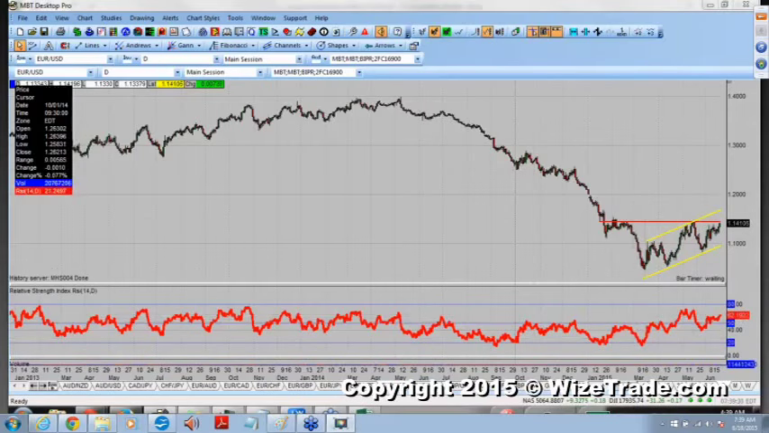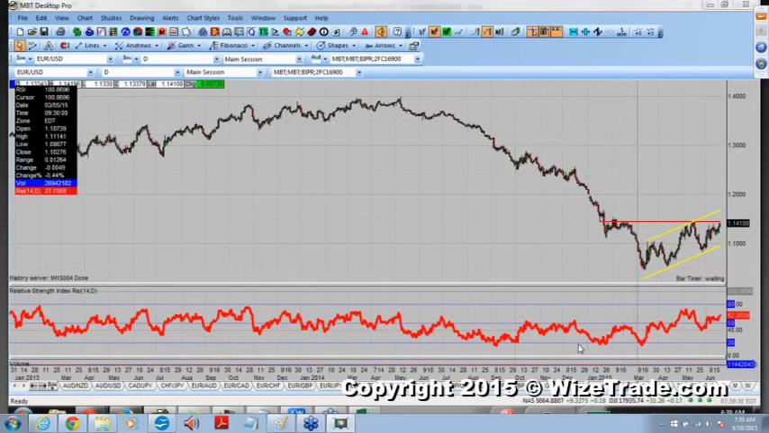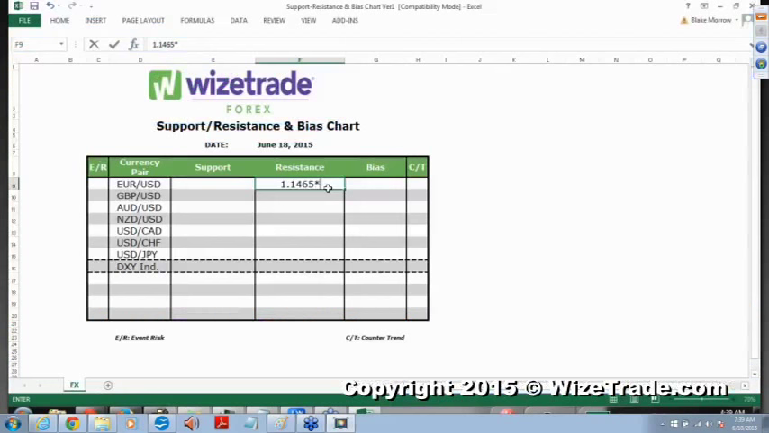I do know that really key resistance today is going to be at 114.65. Okay, and actually, let's go ahead and put an asterisk next to that because that is going to be really critical.